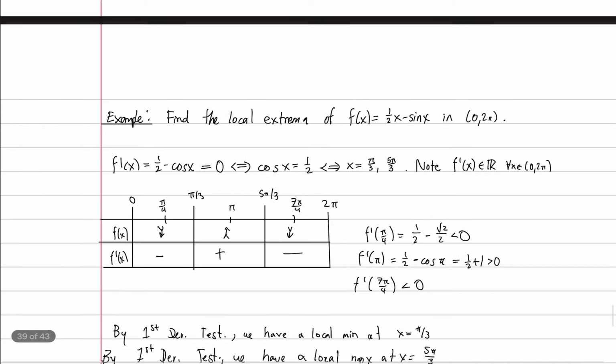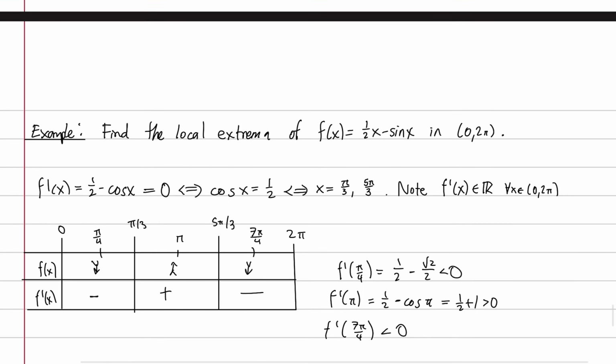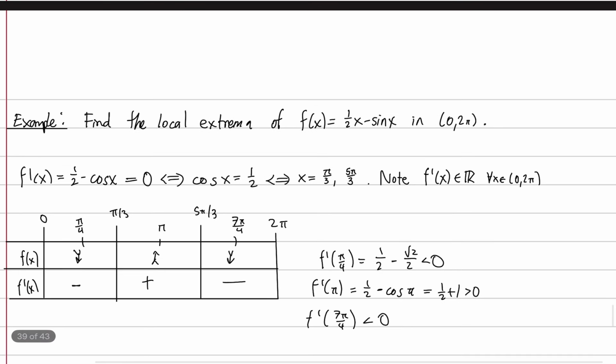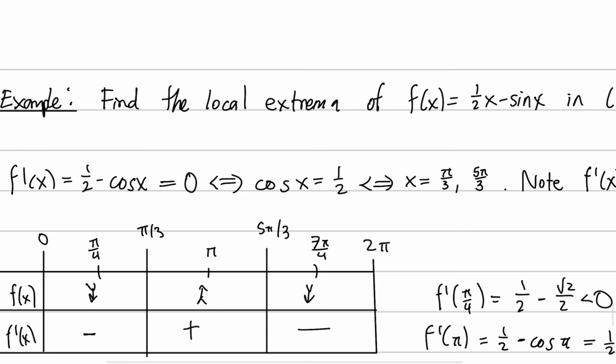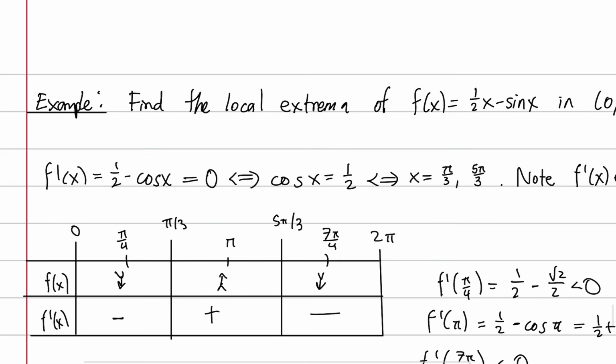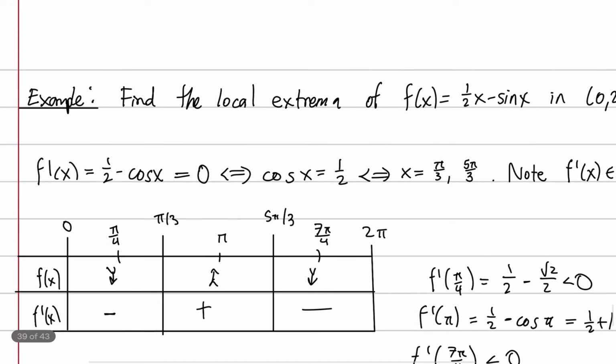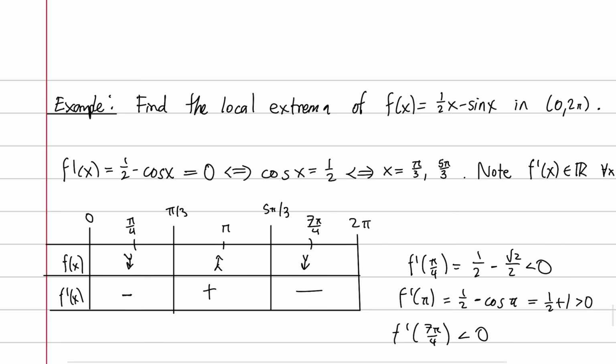And here's our final example. We're going to find the local extremum of f of x equals 1/2 x minus sine of x in 0, comma 2 pi. Now, I'm going to walk you through this example. So our first step is always to take the derivative of f, right? Hopefully you know how to take derivatives. In this case, 1/2 minus cosine of x, and evaluate it when it's 0, which is cosine of x equals 1/2. And if you know your trigonometry, in the interval 0, comma 2 pi, that is pi over 3 and 5 pi over 3.